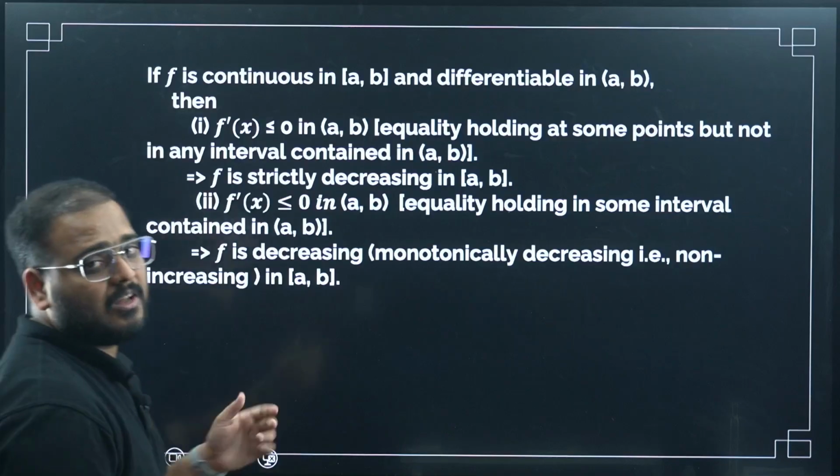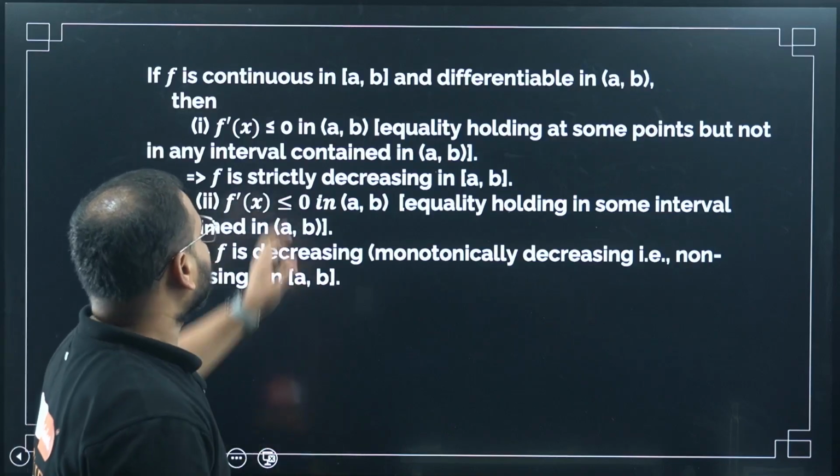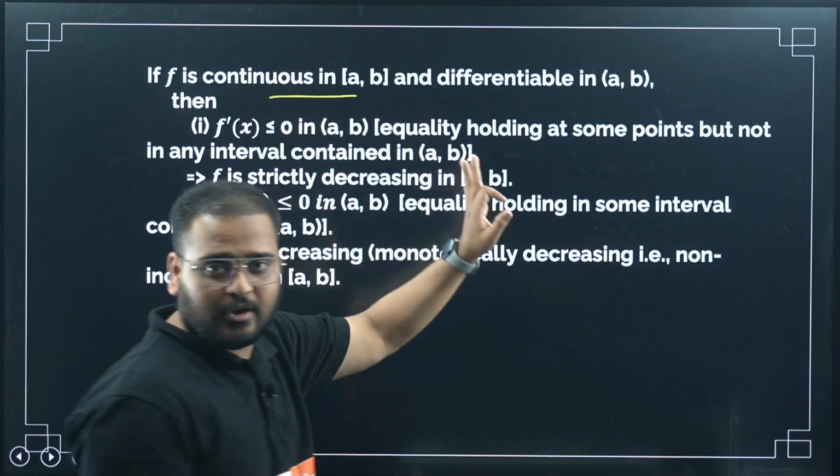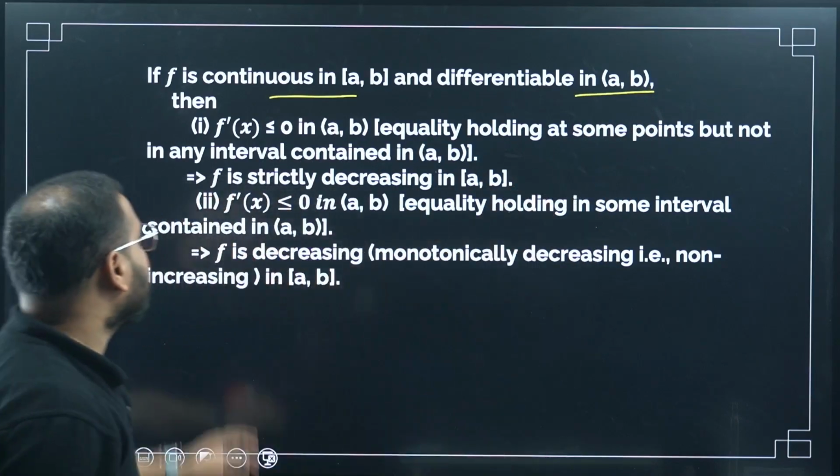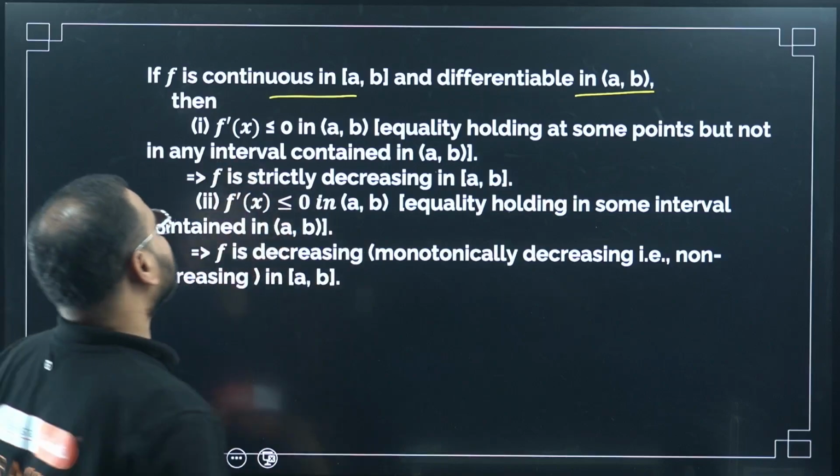Let's see for the decreasing function. Again, continuous in A to B, differentiable in A to B, open interval. Okay, it will be strictly decreasing.